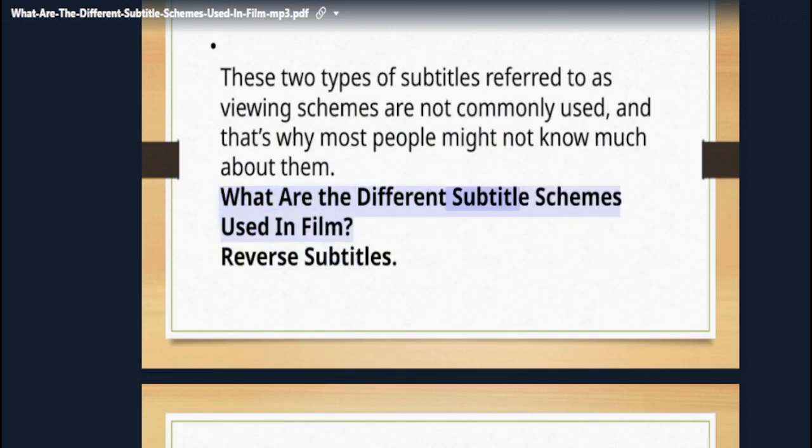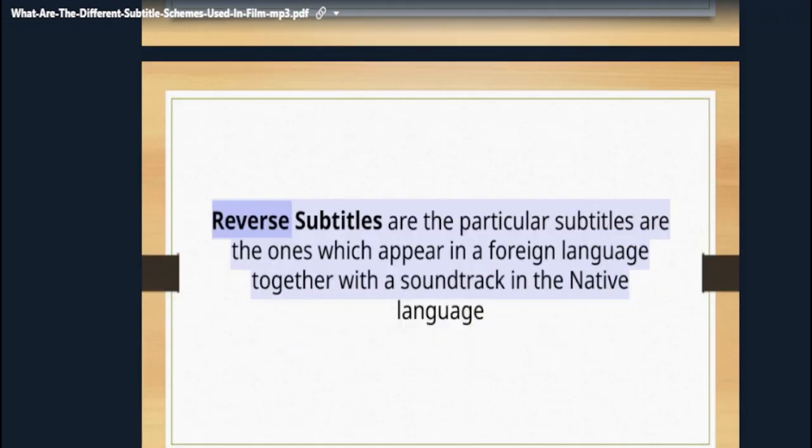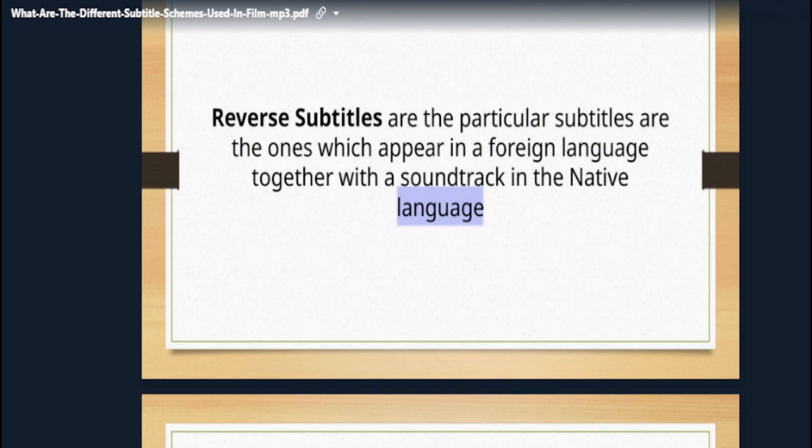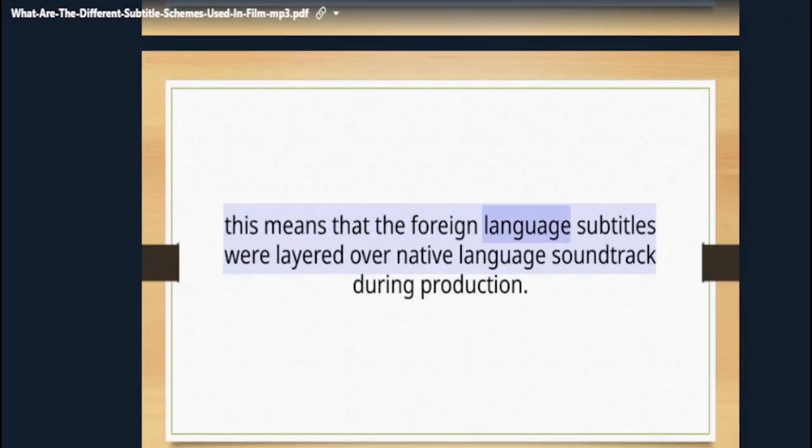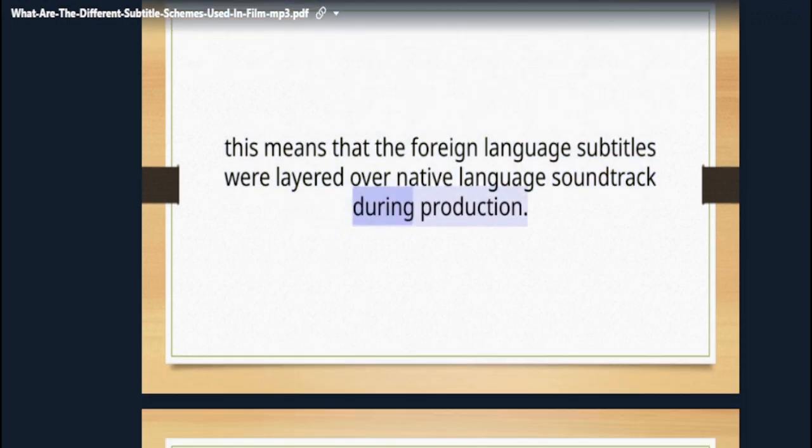What are the different subtitle schemes used in film? Reverse subtitles. Reverse subtitles are the ones which appear in a foreign language together with a soundtrack in the native language. This means that the foreign language subtitles were layered over the native language soundtrack during production.